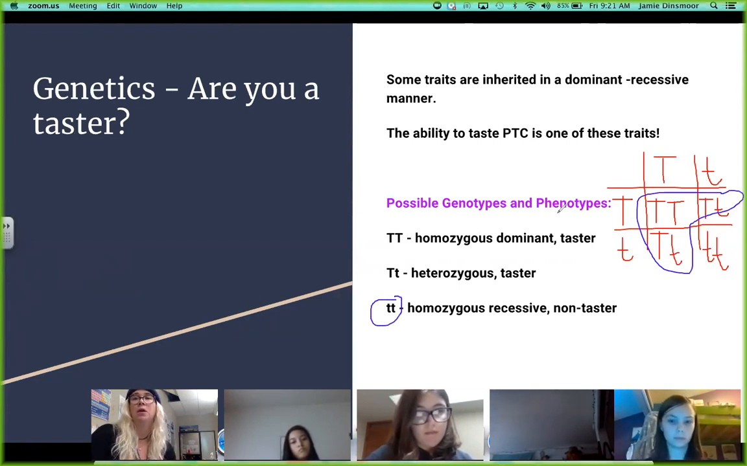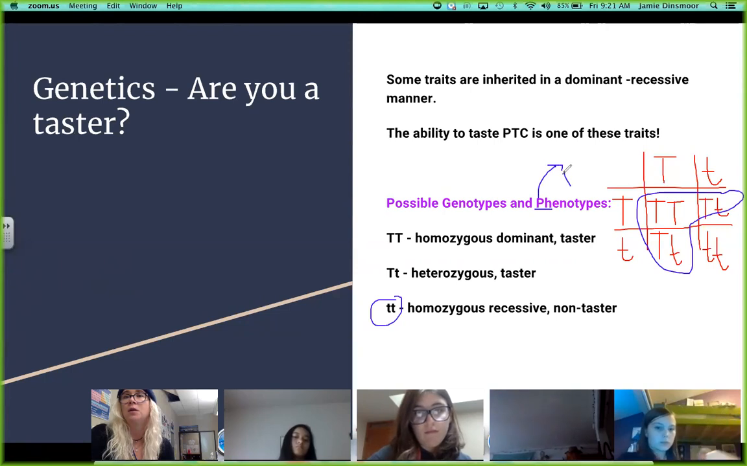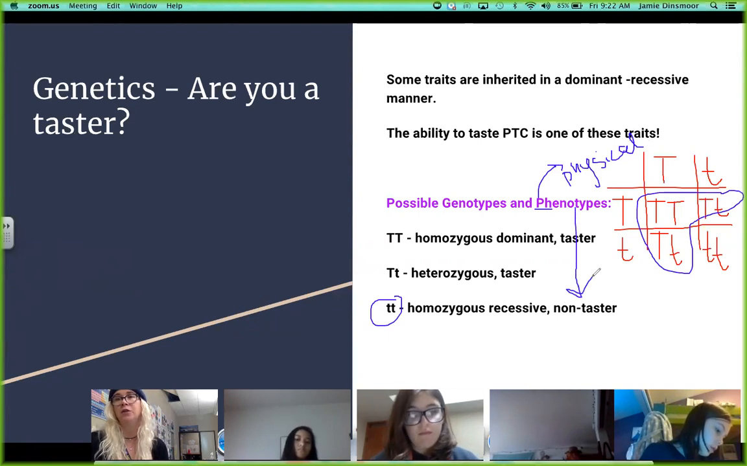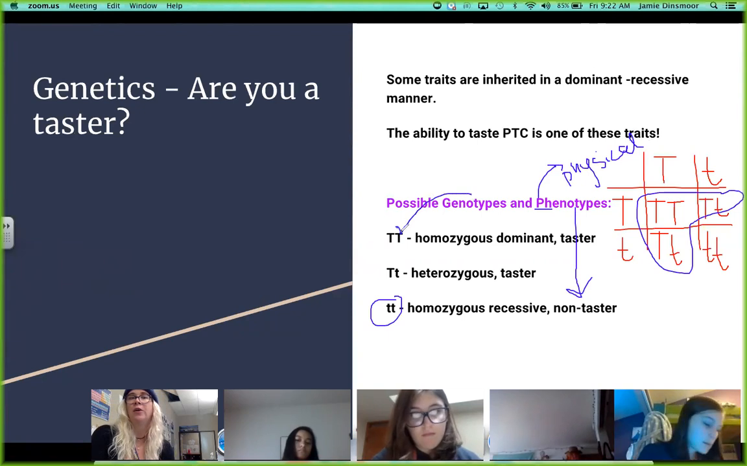Phenotype, you could associate the P with the word physical, because that's actually what you see. So your phenotype is going to be whether you're a taster or a non-taster. Your genotype is going to be the letters that represent your genes.